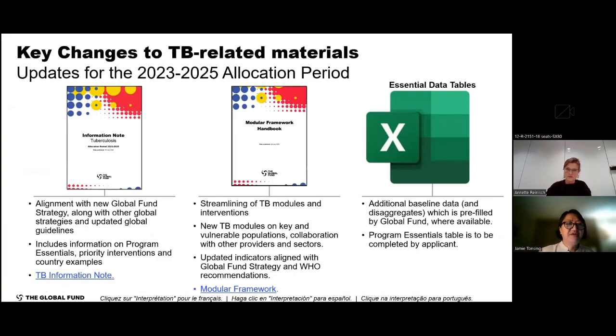Much like HIV, for TB also we have key changes to the TB-related materials. The information note, which I will be speaking about now. There is also an update to the modular framework handbook, to streamline and to create new modules to be able to track our investment better. I'll speak slightly to that. And then there are the essential data tables that Celeste described nicely. This was updated and revised in the context of program essentials for TB. Next, please.